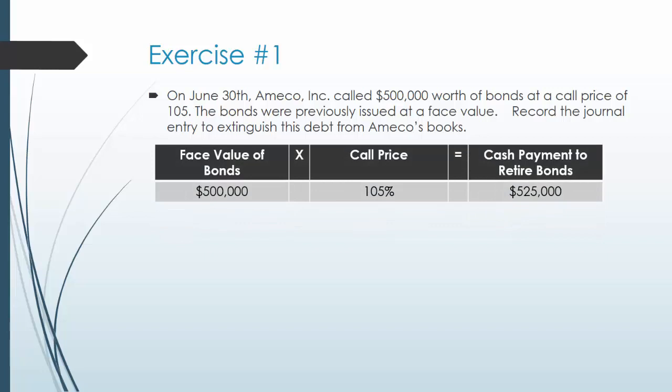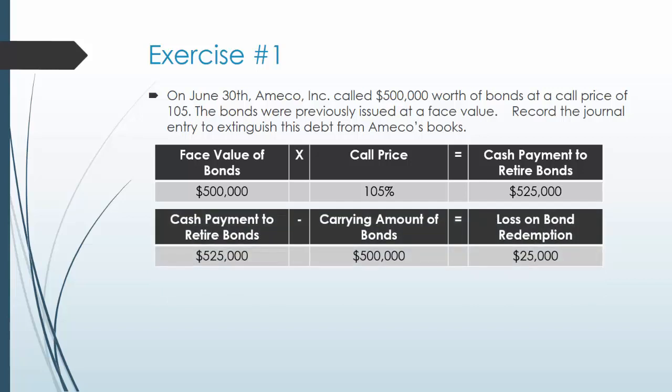See, the call price is paying a premium to your bondholders to get out of that debt early. Why would you want to do that? Because it lets you stop paying interest, which means you're probably going to have to pay a price above the face value. In this case, the call price was $105, which means we can buy these bonds back from our bondholders, retire them early for 105% of face value. So it's $500,000 worth of bonds. 105% of that is $525,000.